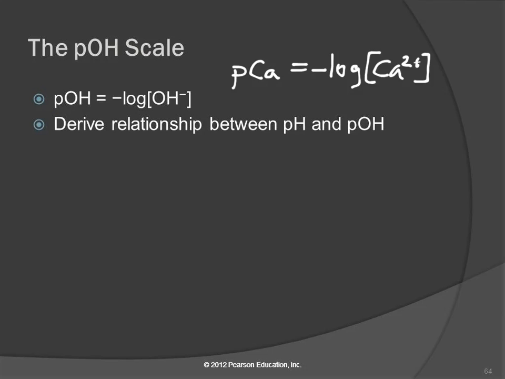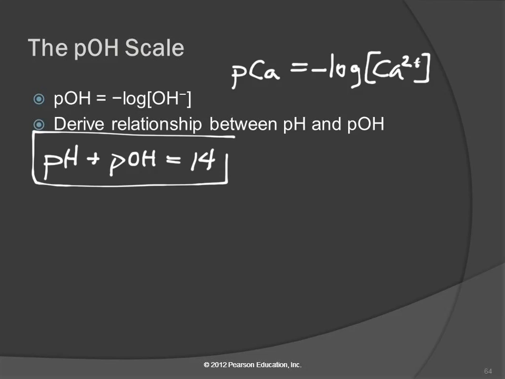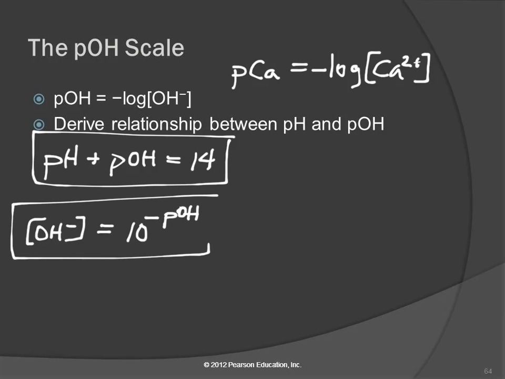I showed the morning class how to derive the relationship. They weren't super interested, but if you want to see it, you can watch that video. I'm just going to give it to you. pH plus pOH equals 14. And so there's another very useful equation. And going from the pOH to the hydroxide ion concentration, the equation looks exactly the same as it does for the hydrogen ion and the pH. So those are a couple more useful equations.